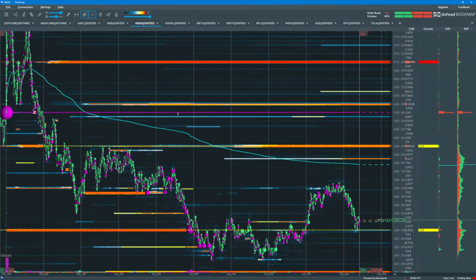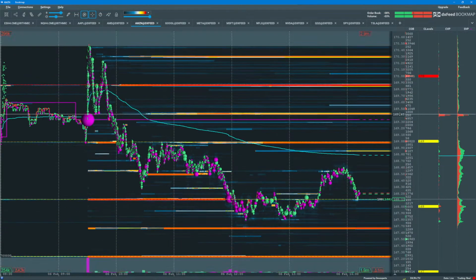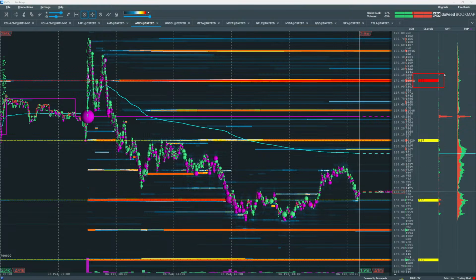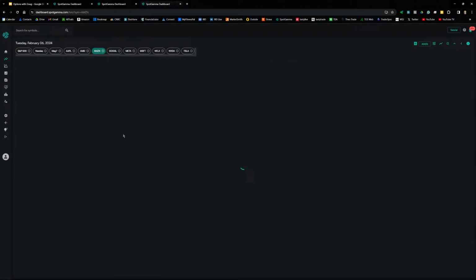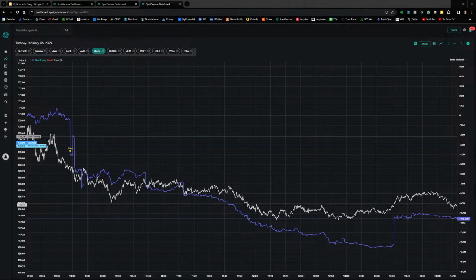Usually there's not much range in Amazon, but I did want to point out, since I have this wall theme today, 170 is the call wall key gamma strike. And Amazon price broke below that. Let's go take a look at Hero, see what options traders have been doing today. Back to Hero, to Amazon, and here's that 170 call wall key gamma strike.